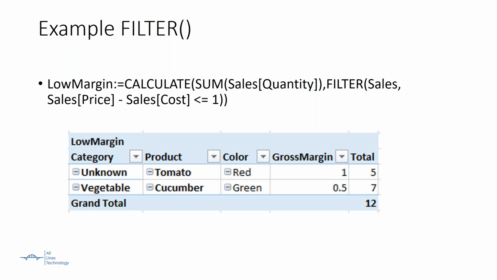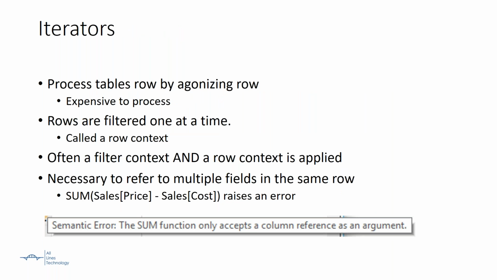So let's talk a little bit more about iterators. Iterators process tables row by agonizing row, and so they can be expensive. Now, again, DAX is pretty fast. It's designed to be able to make use of iterators. There's situations where you just need to use them. I mean, even just a simple filter like we did there, where anything where we're dealing with multi-columns, it's going to come up. But there is a performance hit.